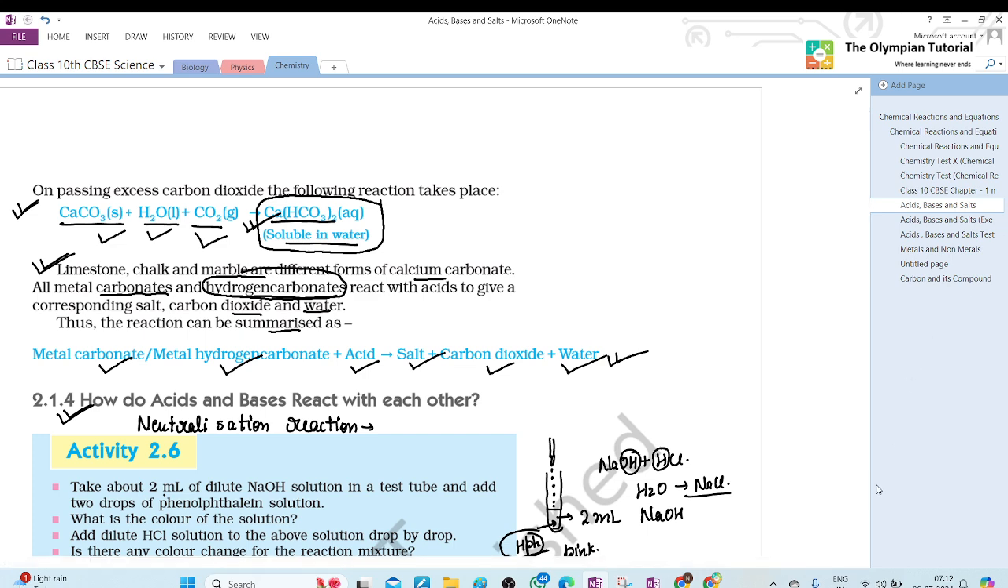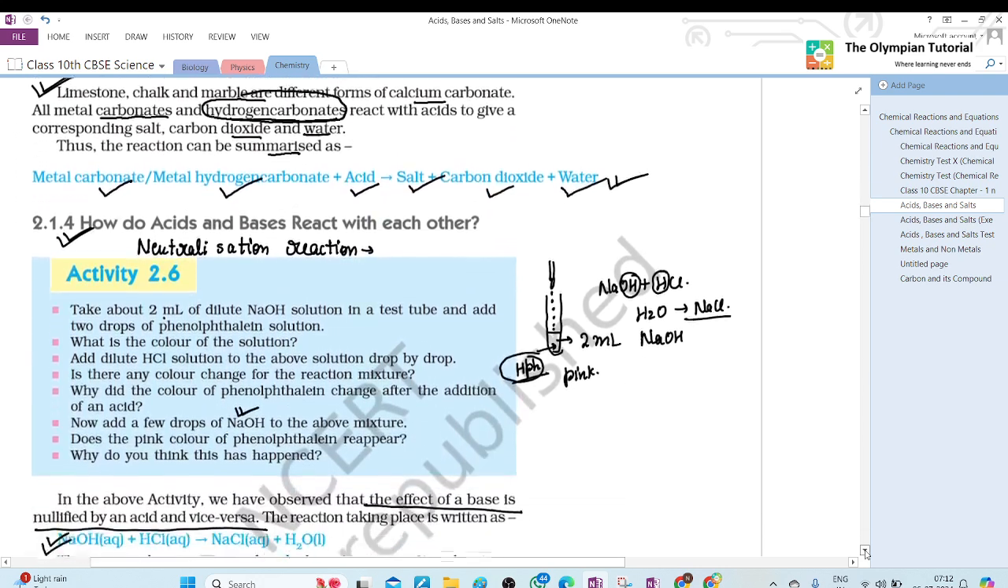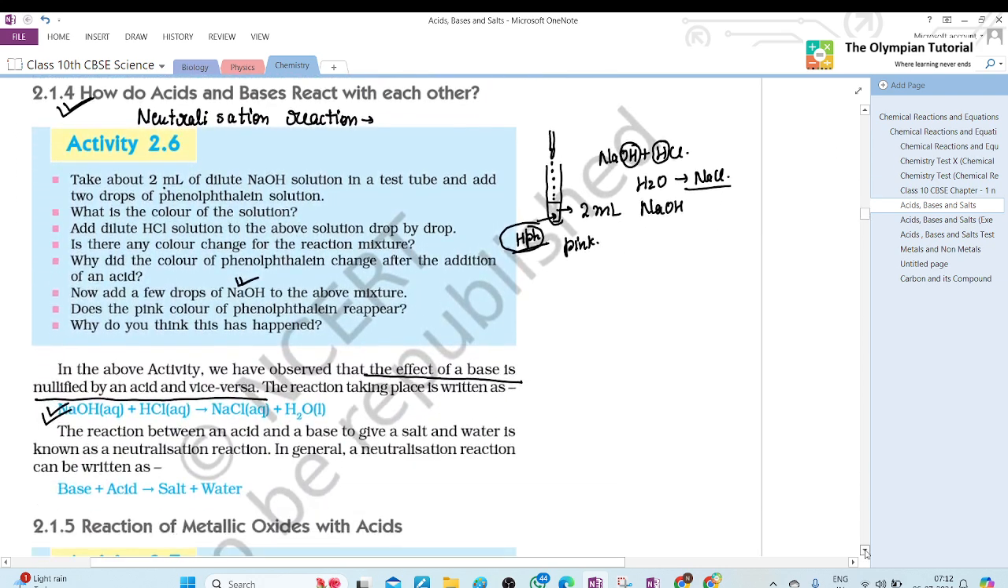Aikta, are you getting it? I already shared those with you. Yes, ma'am. Neutralization reaction: NaOH plus HCl. When a base reacts with an acid, it will give salt plus water.